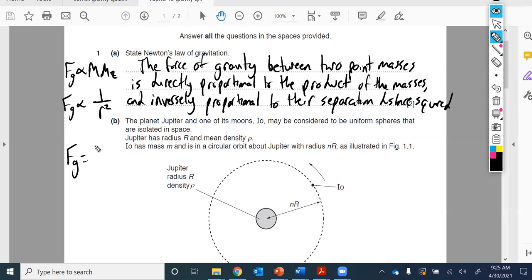Turn that into an equation with a constant of proportionality, and we get this familiar Newton's law of gravitation. It's good to be able to explain that in words like this. So 2 marks there. If you need any of that for a moment or two longer, go ahead and pause the video now.